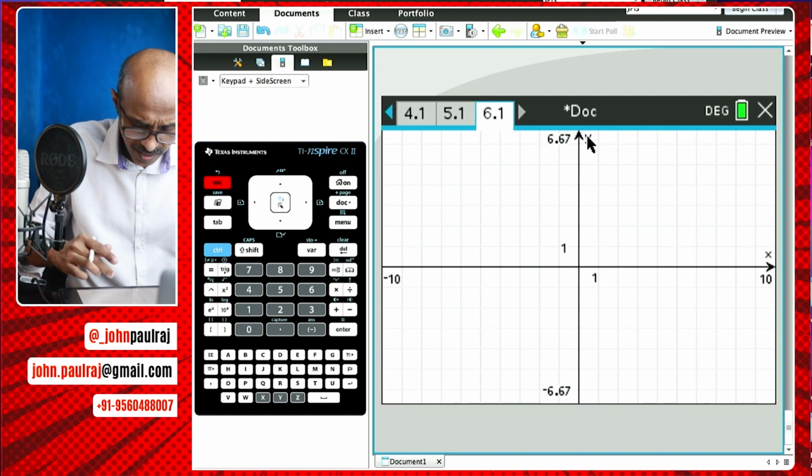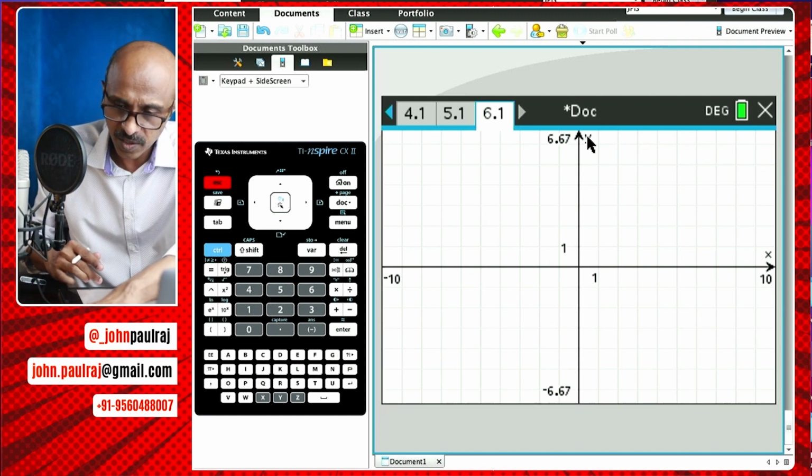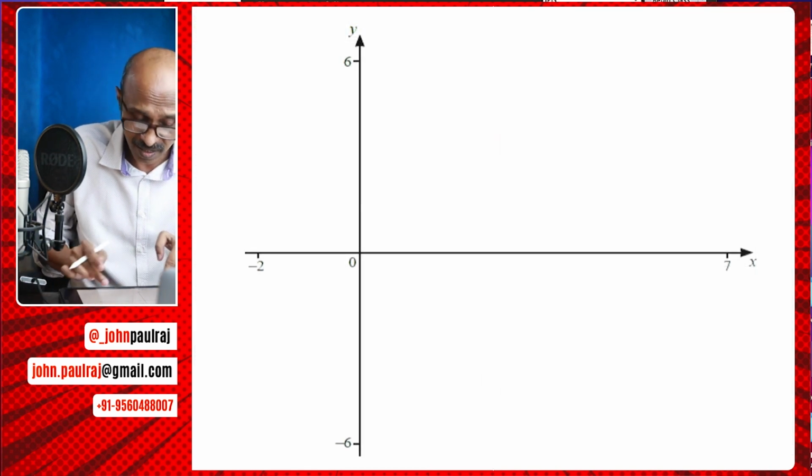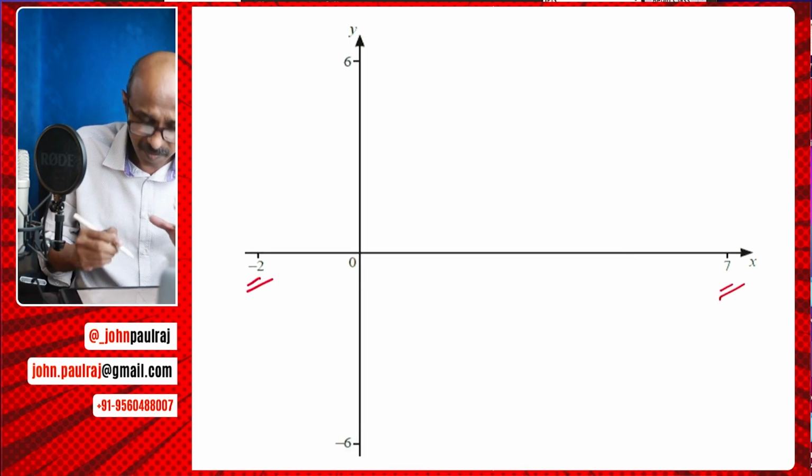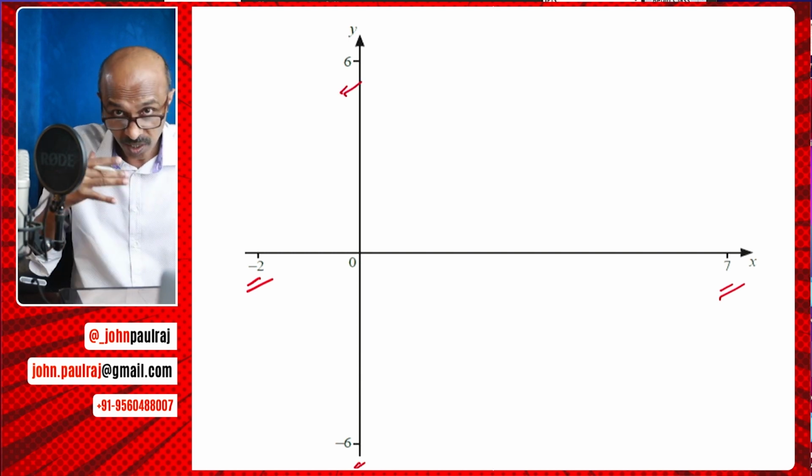Okay. So the grid is minimum value of X. What I mean by grid right is, what are they given here? -2. Can you see that? X minimum is -2. X max is 7. Then it becomes easy to copy down the graph. Right? -6, 6. And read the question properly.